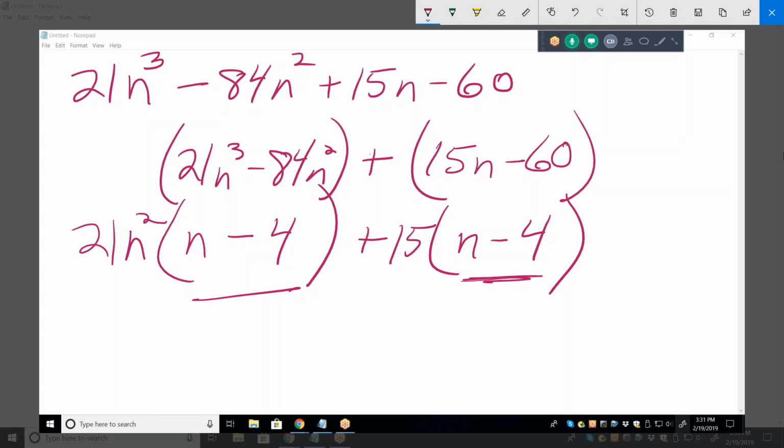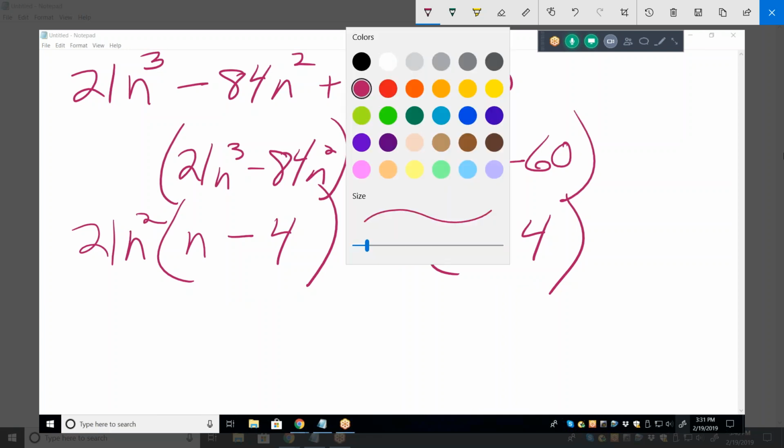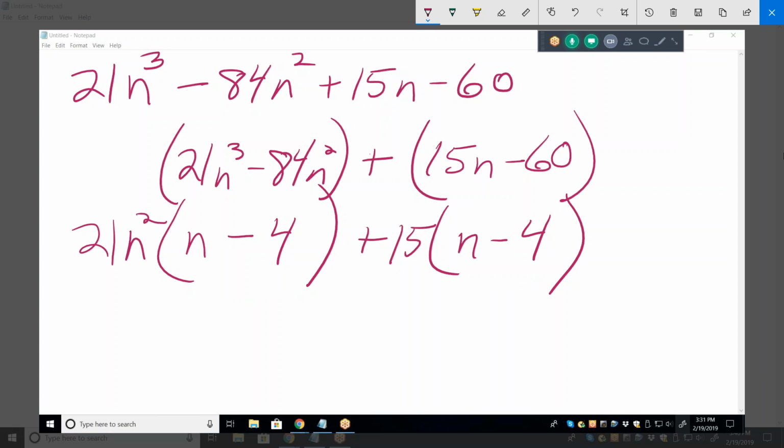If one of them ends up being n minus 4 and the other one ends up being n plus 4, you've made a mistake. Go back, try it again. In other words, if these weren't exactly the same, we wouldn't be able to go anywhere. They have to be exactly the same for us to take out the greatest common factor again. So what's the greatest common factor now?